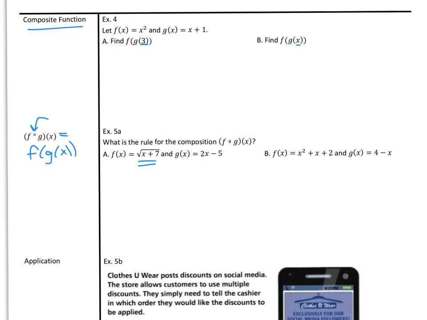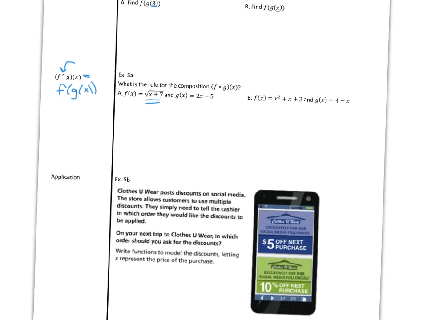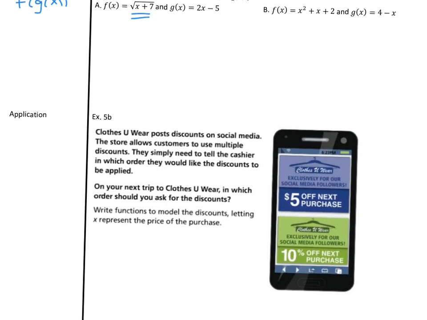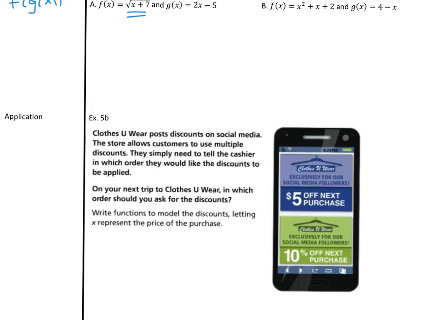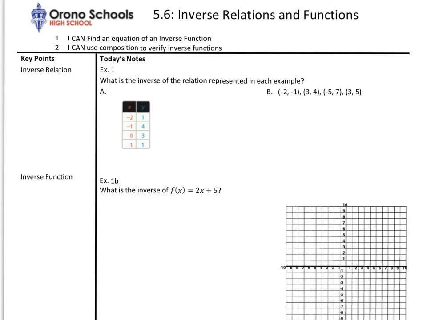At the end, we just did application with the clothing option to try to determine which would be the better deal. Make sure you can evaluate an application question. For the next lesson, 5.6 had us working with inverse relations and functions.